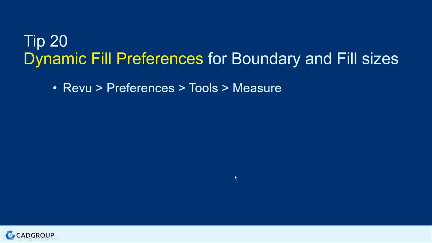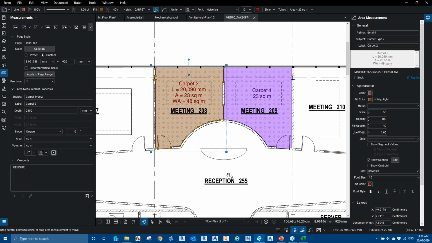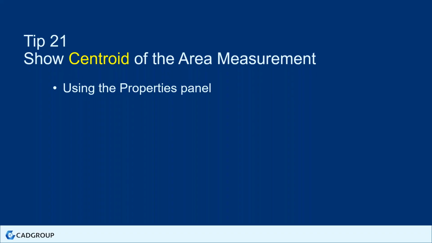Dynamic fill preferences, which is what I showed you earlier. Instead of manually changing it every time you invoke the dynamic fill tool, you can set the preferences. Showing the centroid of the area measurement as well. So if you need to, for some reason, show the centroid, you can simply click on the area measurement, and in the measurements panel, you can click on show centroid. So it gives you the centroid of that area measurement.